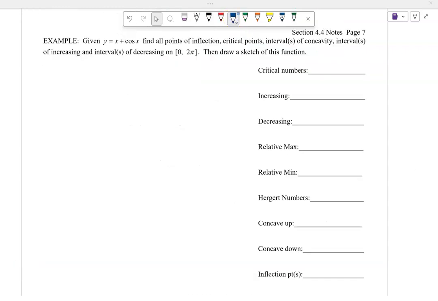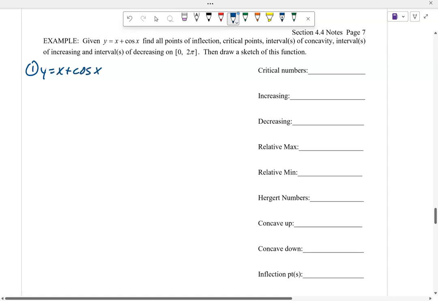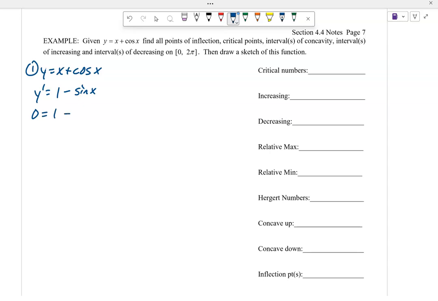All right, for this one, we've got y equals x plus cosine x. We're just looking between 0 and 2 pi, though. Let's go ahead and take this first derivative. Derivative of x is 1. Derivative of cosine is negative sine. The first derivative is defined everywhere, so let's just find out where it's equal to 0. Where does the sine of x equal 1? That would be at pi halves.